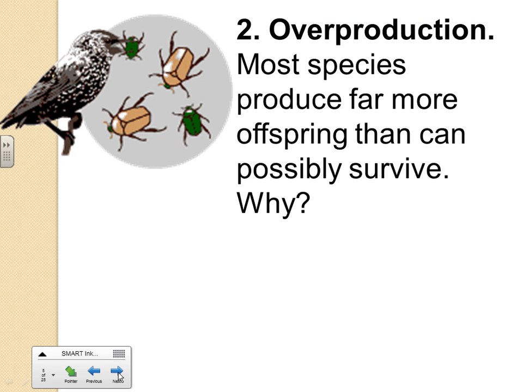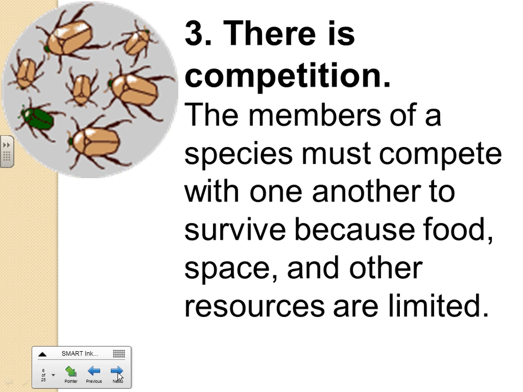We also need overproduction. Most species produce far more offspring than can possibly survive. Why, you might ask? Why do they do this? Because some of their offspring are going to die and not be adapted. They're going to be eaten, and they're going to be food for other organisms. And so they need to produce more offspring than can possibly survive for this reason, because some of that is going to happen.